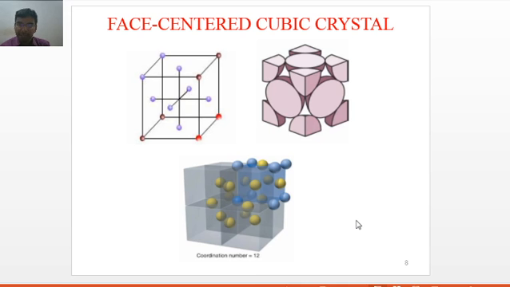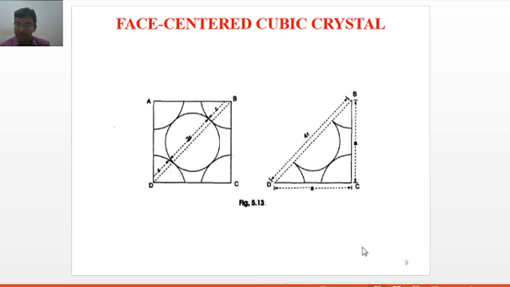Next structure is FCC, face centered cubic crystal. See, in this system there are 8 corner atoms. In addition to 8 corner atoms you have 6 face centered atoms: front, back, left, right, top, bottom. Okay, so if you are selecting any 3 corner atoms, so what will happen? So it is a face centered cubic crystal, no?